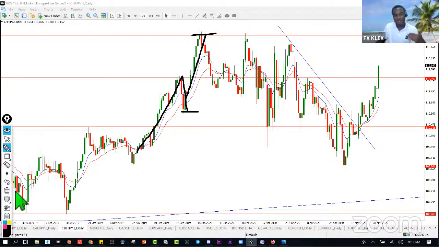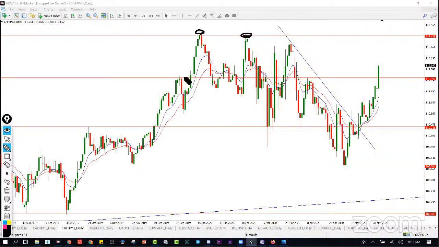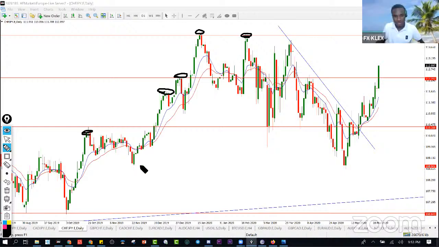So when you figure out a swing high, a swing low, what you need to do next is now study the formation of the tip of the candle, which forms your highs. Here's my high, here's my high, here's my high, here's my low. You can see?